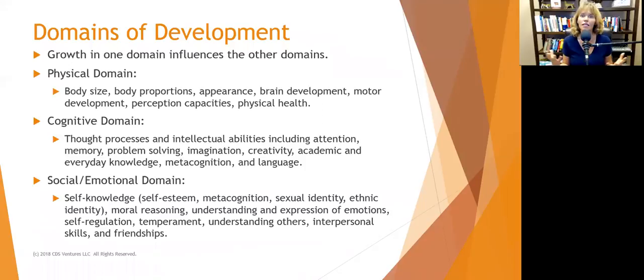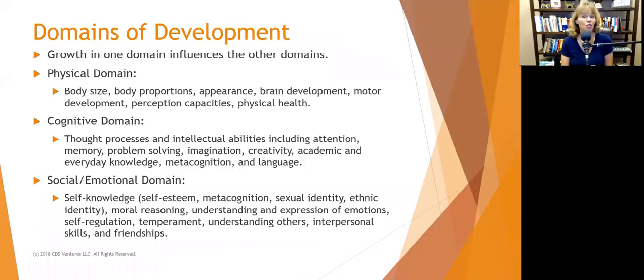Their body is doing some amazing things and a lot of work, so energy is being devoted to physical growth, and the cognitive and social emotional may not be. But then once the growth spurt stops, other things level back out. So we want to look at how the child's development is impacting them.